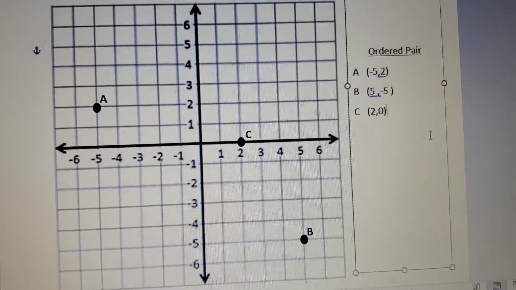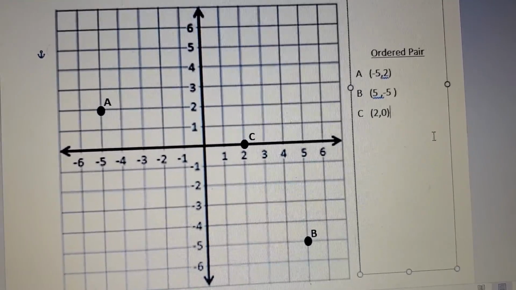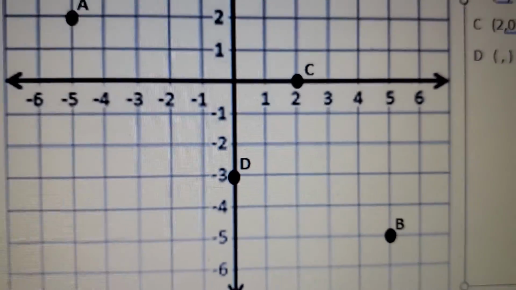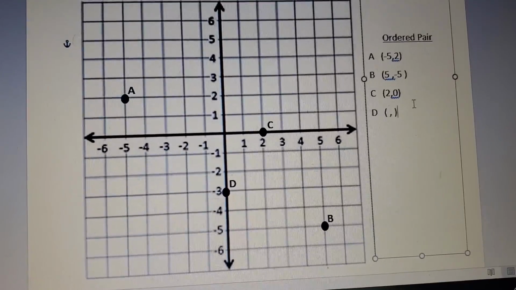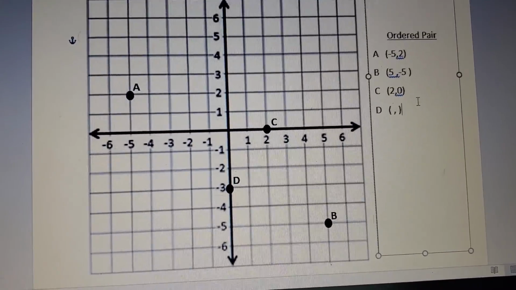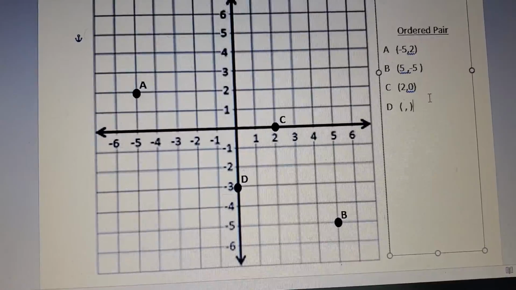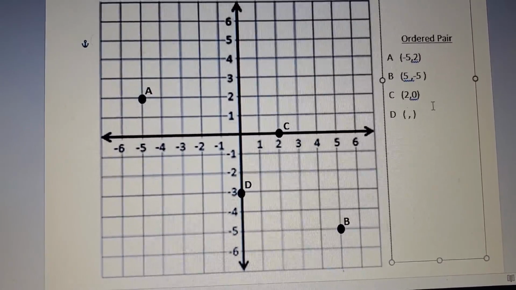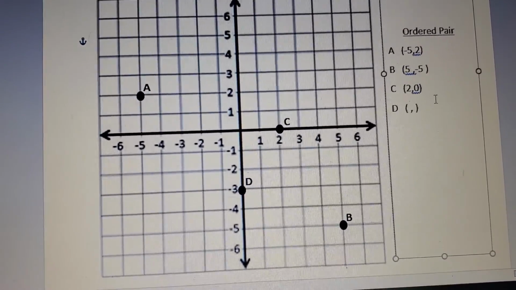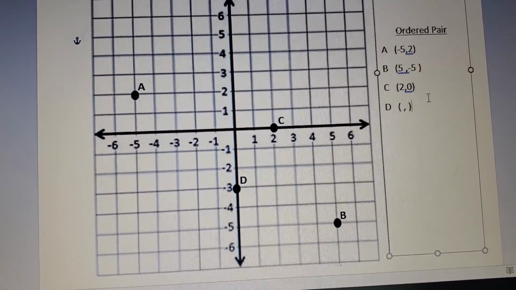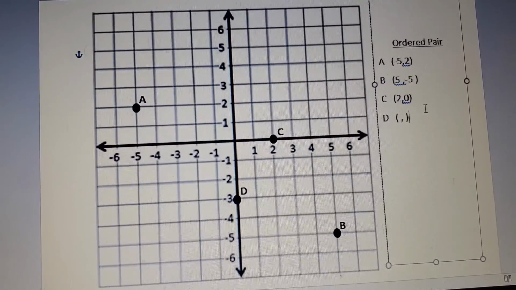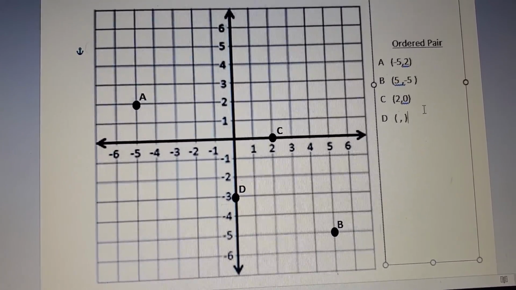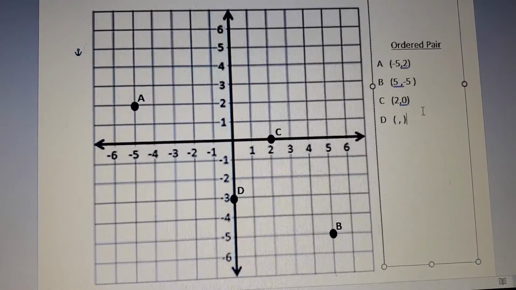So, using that logic, tell me the ordered pair for plot point D. Go ahead, take a moment. I mean, literally, say it out loud. Some of you have, not everybody. Come on, you think I can't hear you? Talk to me, guys. What is this plot point?